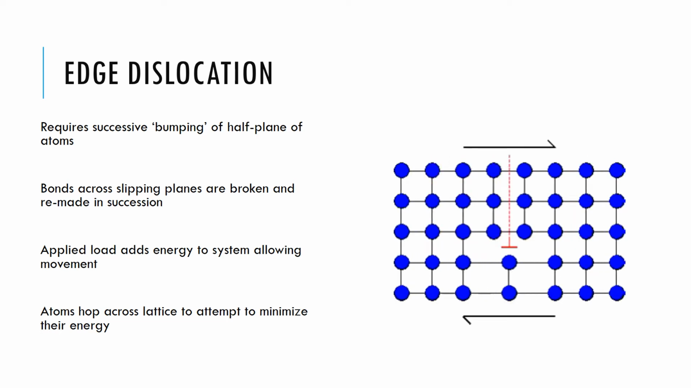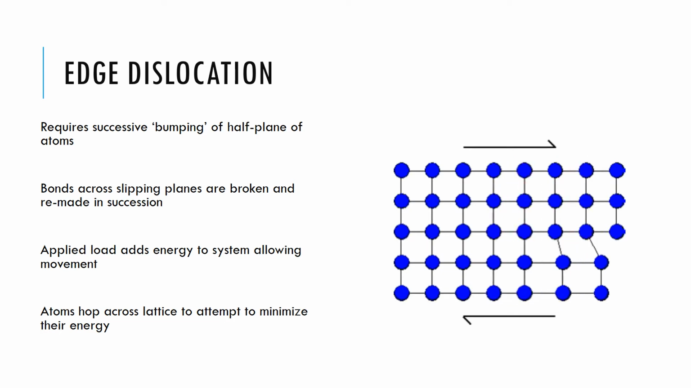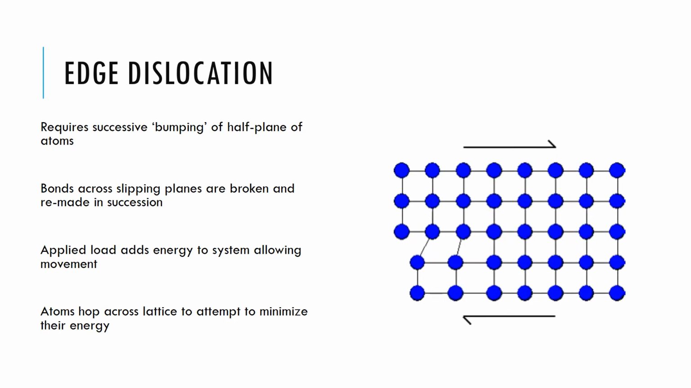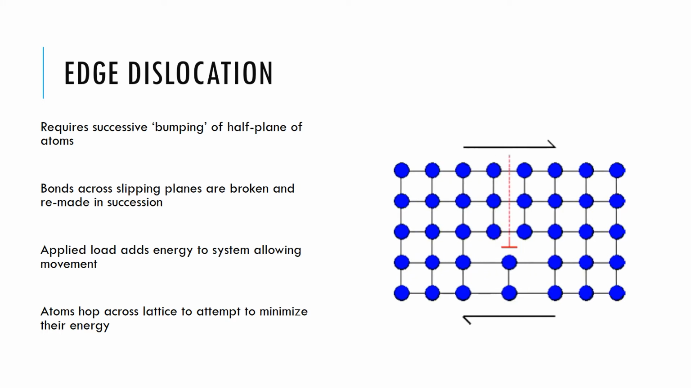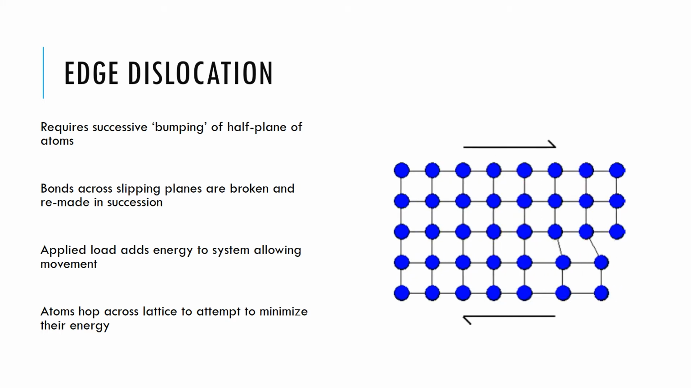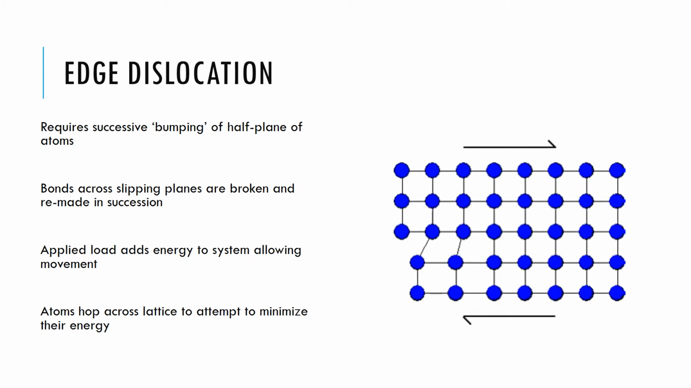And when we stretch a material, we apply energy to it, right? So the very fact that we're applying energy through the form of a load allows this movement to happen. It allows these bonds to break and reform.